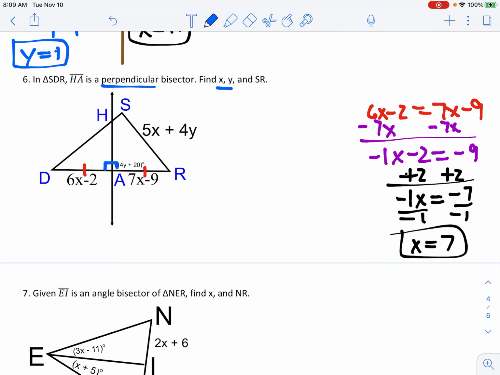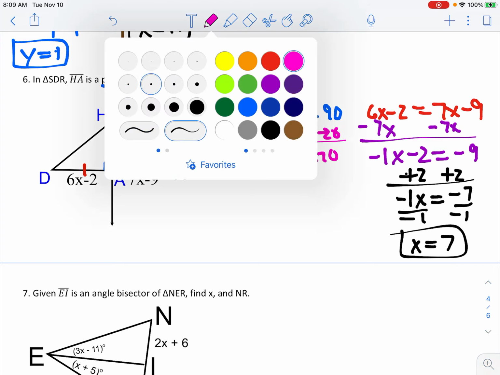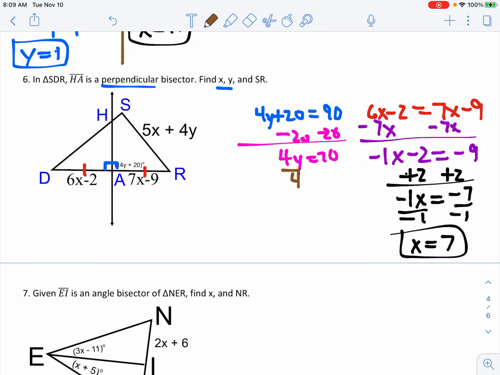Now to find the y over here, I'm going to take 4y plus 20 and set it equal to 90 degrees because we know that perpendicular bisector forms 90 and two congruent parts. Now, if I solve this, I'll subtract 20 from both sides. I'm left with 4y equals 70. If I divide by 4, I get y.